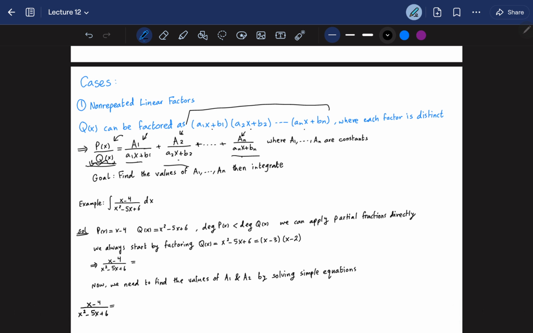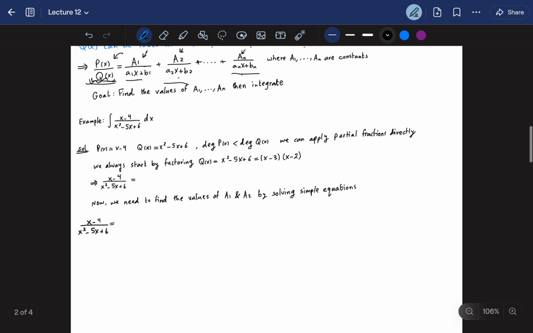Okay, so how does it work? Once you decompose it into these fractions, you're going to have the constants a1, a2, up to an unknown. The main goal is to find the values of these constants. Once you find them, you put them back in and you integrate directly. So let's see.